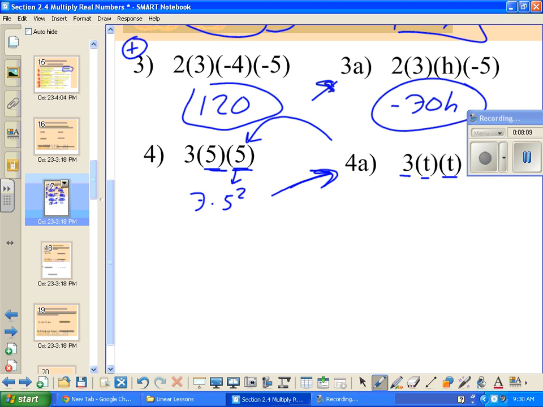So now going back to the 4a problem, if I have 3 times t times t, another way to write this part right here is just t squared. That means some number, whatever that variable is, t, times itself, t to the second power. And I'm going to multiply that by 3 also, so 3t squared is the result for that problem.